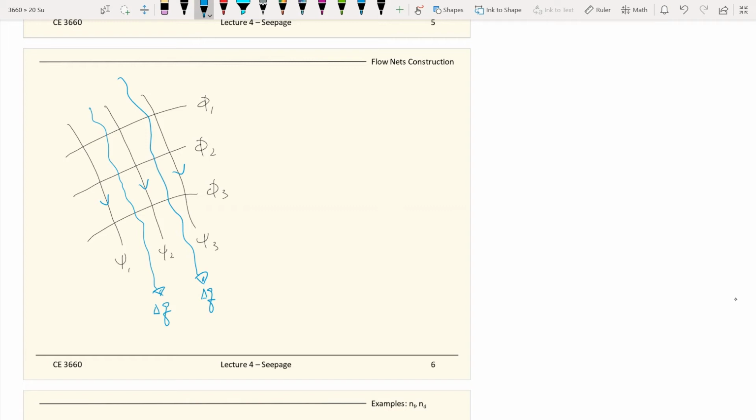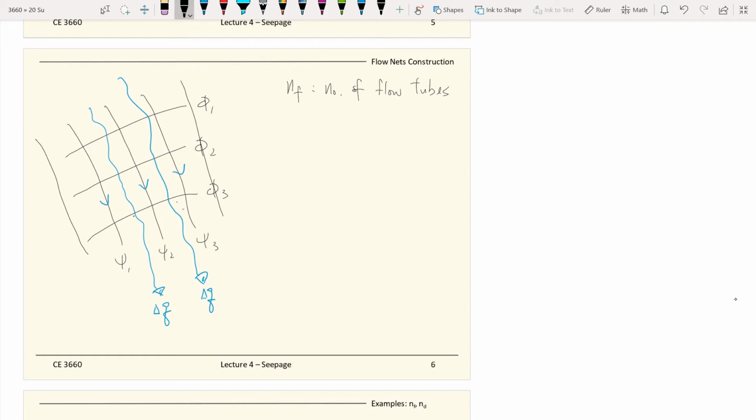And to further define this, two more terminologies. First, n sub f is the number of flow tubes, or flow channels, or stream tubes, or stream channels. There are many different ways that people call the same thing. So n sub f is the number of flow tubes. For example, you have two flow tubes right here, or if we have the boundary right here, then you have four flow tubes for this picture.